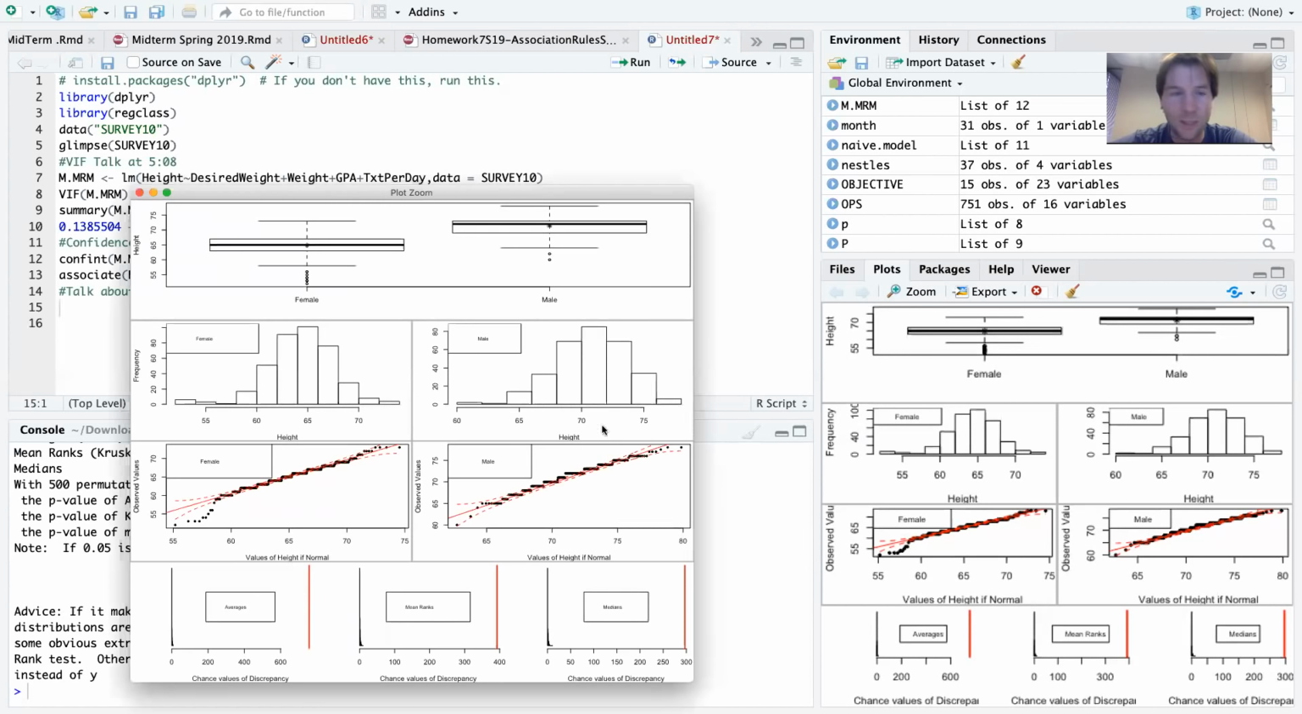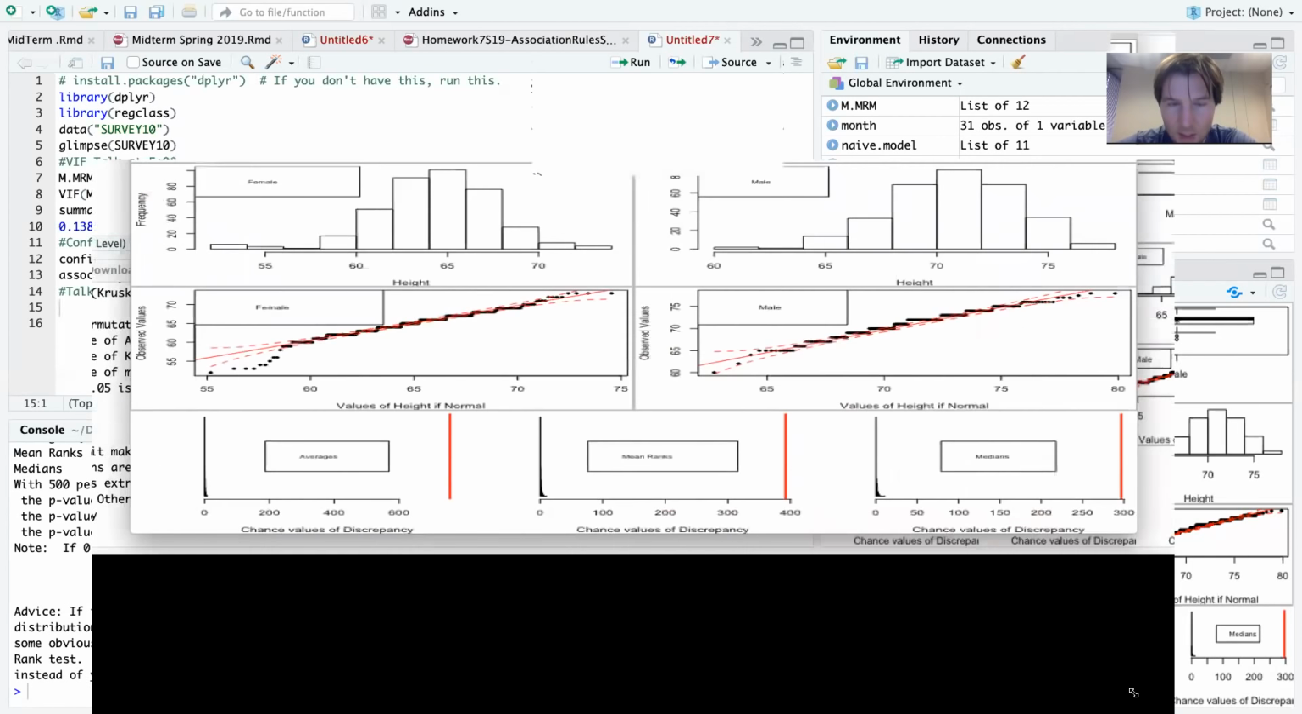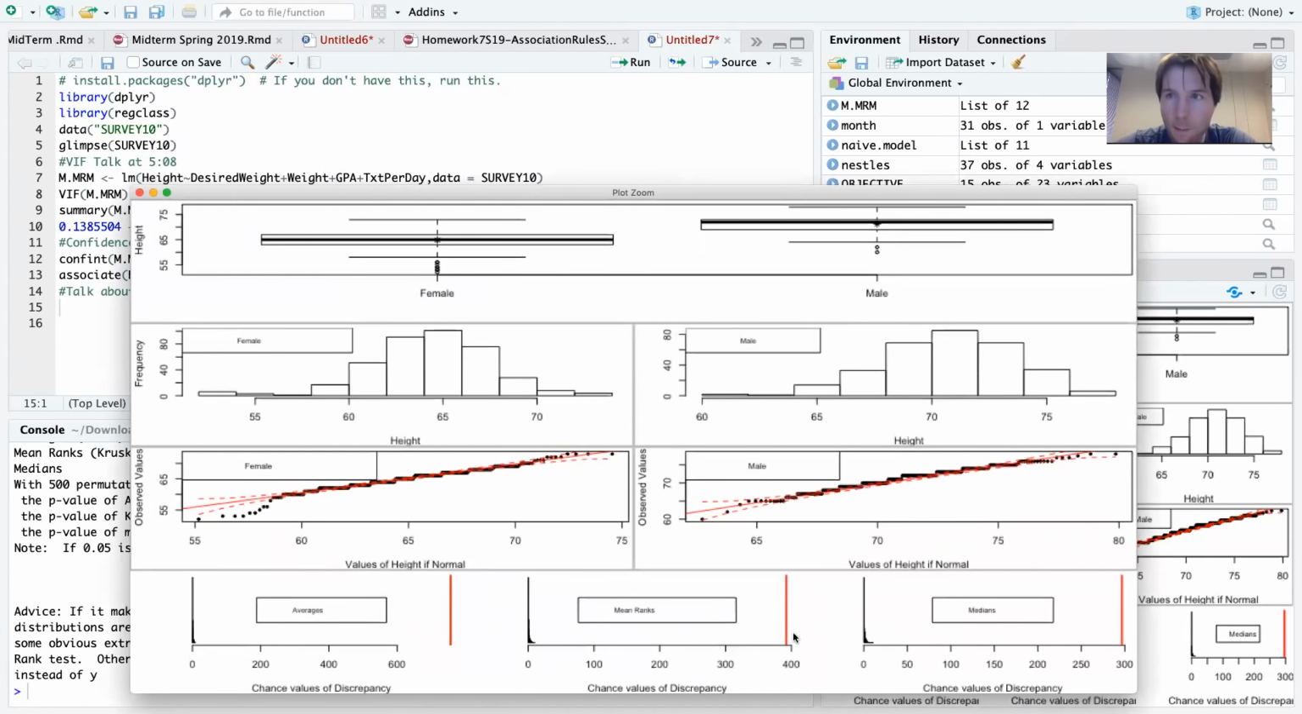And from what we can see in the QQ plots, there's some issue. I mean, the males are means, but the females, I don't like this as a test question. If I were to personally do this one, I would probably use means. There's some outliers down here.